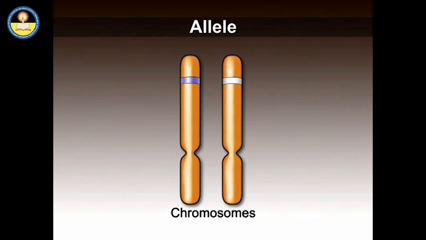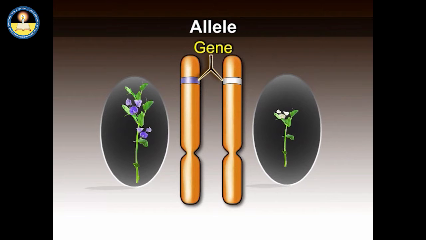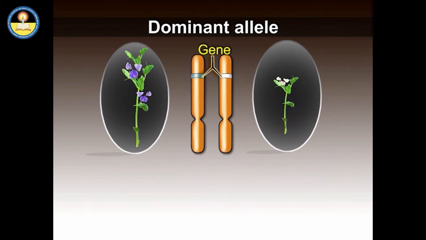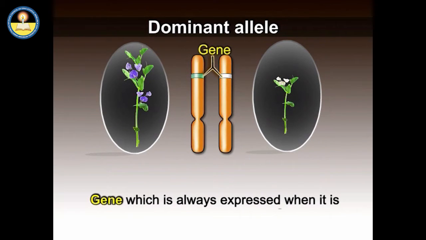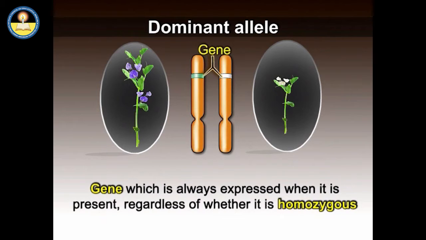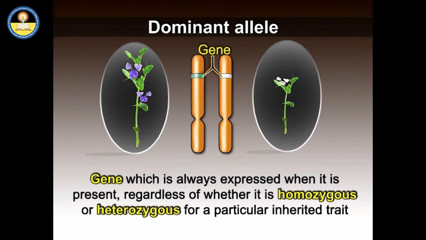Allele. As you have already understood, an allele is one of a pair of alternative forms of a gene occurring at a given place or locus on a chromosome. Alleles produce phenotypes, meaning physical versions of a trait. Dominant allele: a gene which is always expressed when it is present, regardless of whether it is homozygous or heterozygous for a particular inherited trait.